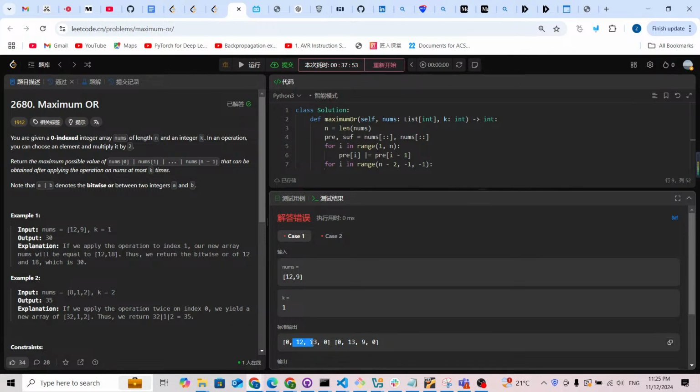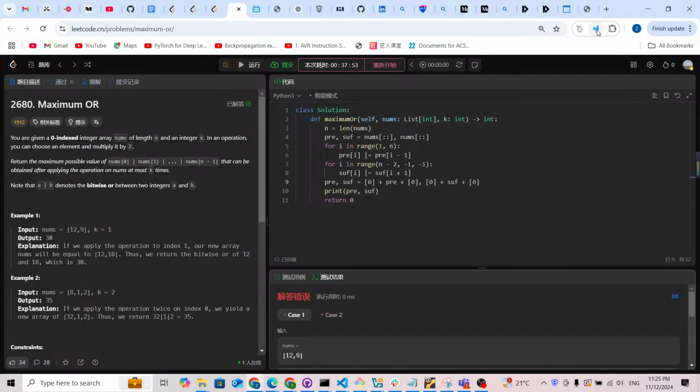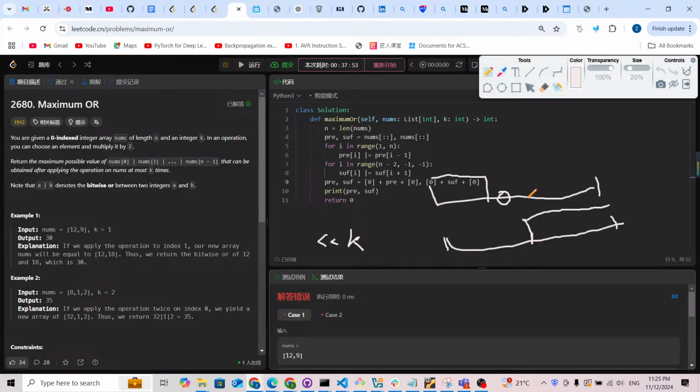Let's just use this idea to calculate it. This is the basic idea to calculate with the prefix and the suffix array. And if you don't understand it, just check the drawing. I think the drawing makes it really clear. This is the left side, and this is the right side, and this number just needs to shift left k bits. And then we're gonna use the bitwise OR operation to get the final result.